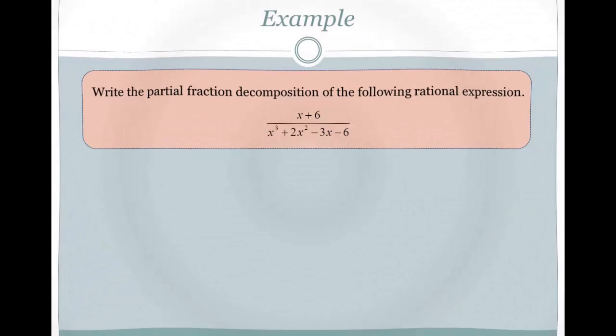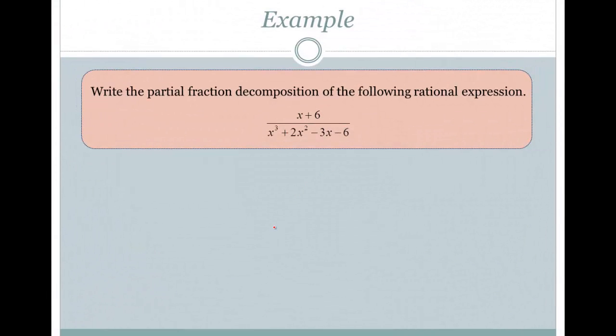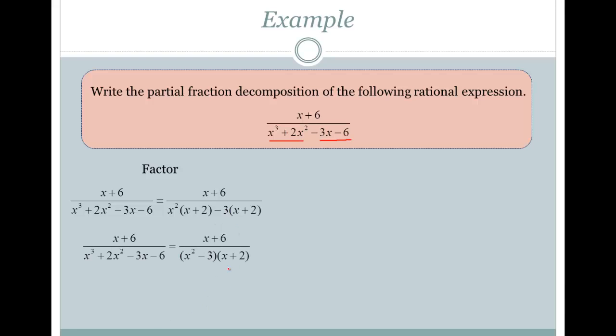Got one more. This is definitely the most complicated one that we have done to date. Let's look at this. We want to factor the bottom. Doesn't look like it's factorable, but we're going to do factor by grouping here. In this term, I'm going to take out an x squared. In this term, I'm going to take out a -3. Now, both of these terms have an x plus 2 in it. So I'm going to have two factors like that. Note here that I have a linear factor and a quadratic factor.